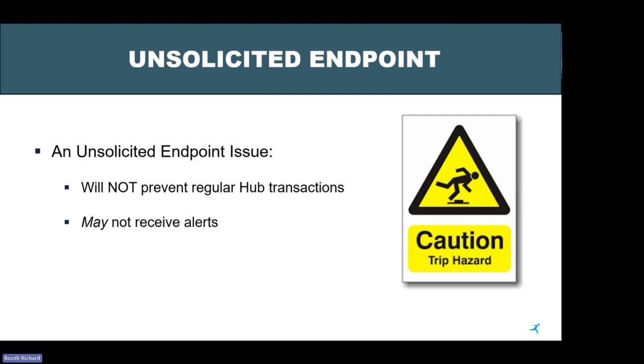I touched on this earlier. So just as another note on this, you will typically be able to carry on managing your products in the hub, even if an endpoint's been disabled, as the two are separate. But you might not receive any alerts.